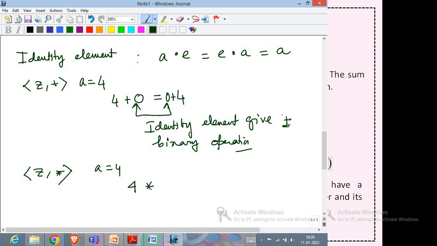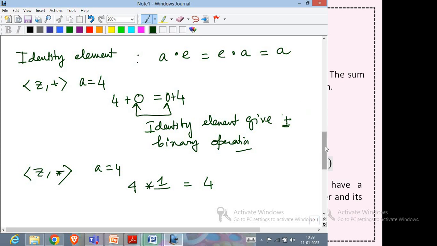4 multiplied by, operator is now this, dash is equal to 4. So what should be this dash? It should always be 1. So the point is, for different sets of operator, the identity elements will change, but for the given set, there will exist only one identity element. Please make a note of this.